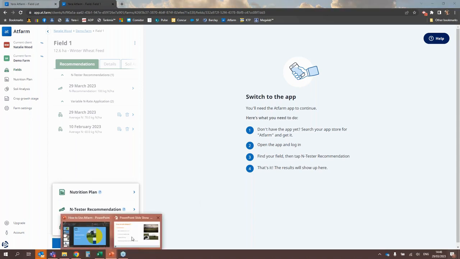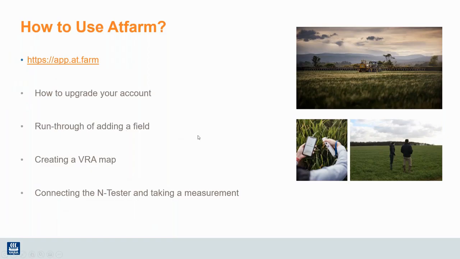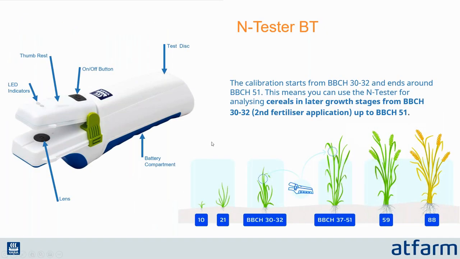And if we head back to the slideshow, I'll just quickly go through in terms of what the N-Tester actually is. So this is the device itself. You can see it's a lot smaller than the older device, and it does connect via Bluetooth, hence the BT in the name. Within here, we've got this disc that you can see, which is the lens, and that's where you're trapping the leaf when you start to take your measurements.